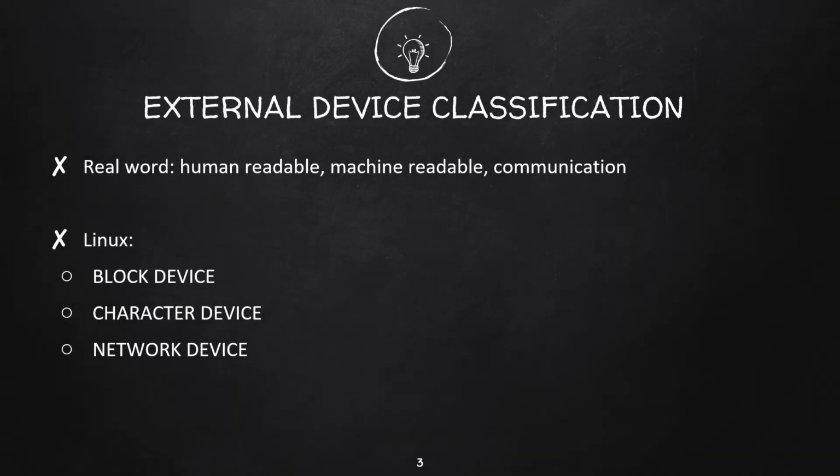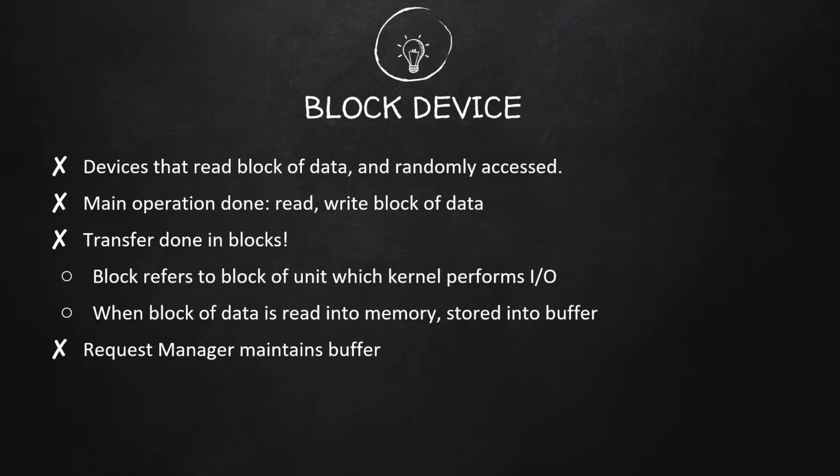External device classifications. In the real world, external devices are classified as human readable, machine readable, and communication. In Linux, they are described as block device, character device, and network device. Block devices are devices that read blocks of data and are randomly accessed. The main operations done on these block devices are read and write blocks of data to disk.